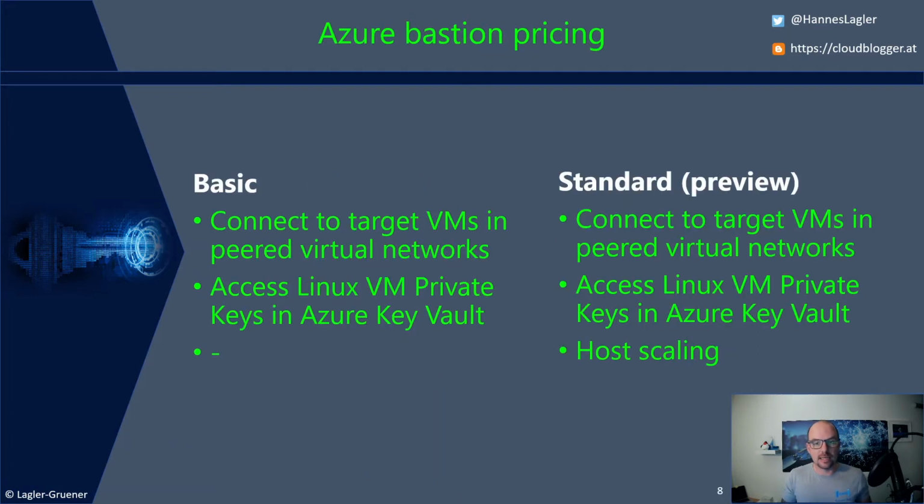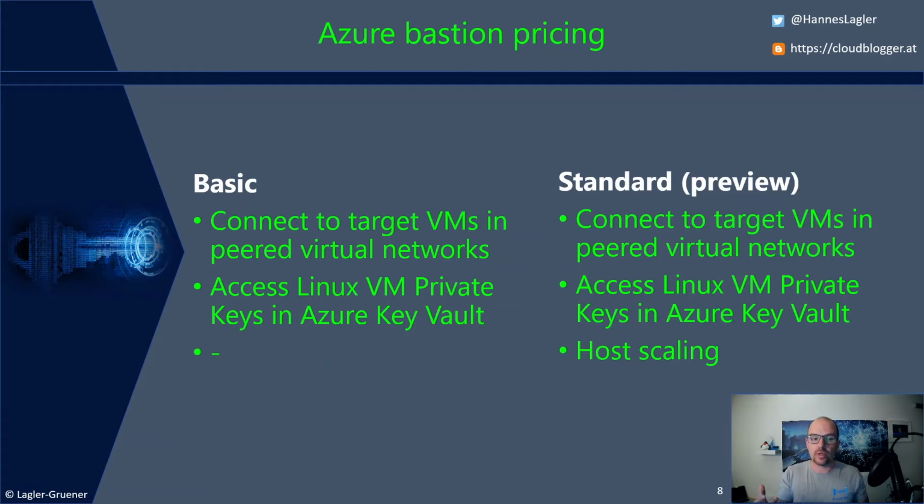So let's go ahead and talk about the pricing. The pricing is really simple. We have two SKUs: the basic SKU and the standard SKU. Keep in mind the standard SKU is at the moment in preview. The only difference here is the host scaling. What does this mean? Normally in the basic configuration you have two hosts. Each host can have up to 20 concurrent RDP or SSH sessions, depending on what you do over the connection. So in the basic configuration you have the ability to connect to up to 40 sessions in one configuration.